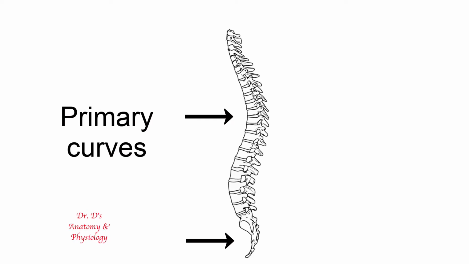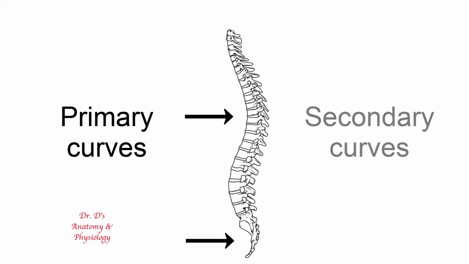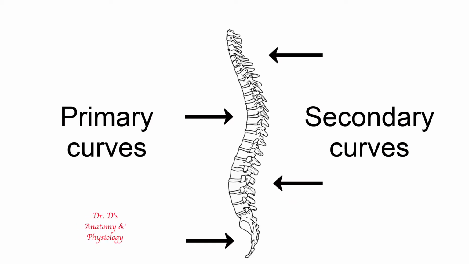But in addition to these curves, you have what are called secondary curves, and these curves are convex from the anterior point of view. And you find two of these secondary curves, one in the cervical region, the neck region, and another in the lower back region, the lumbar region. Conveniently, the curves are going to occur primarily in the four different regions, the four primary regions of the vertebral column. So next we're going to take a look at these four regions.